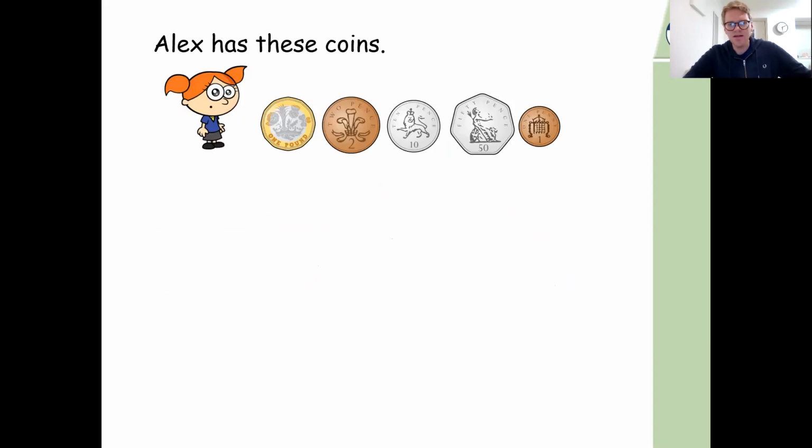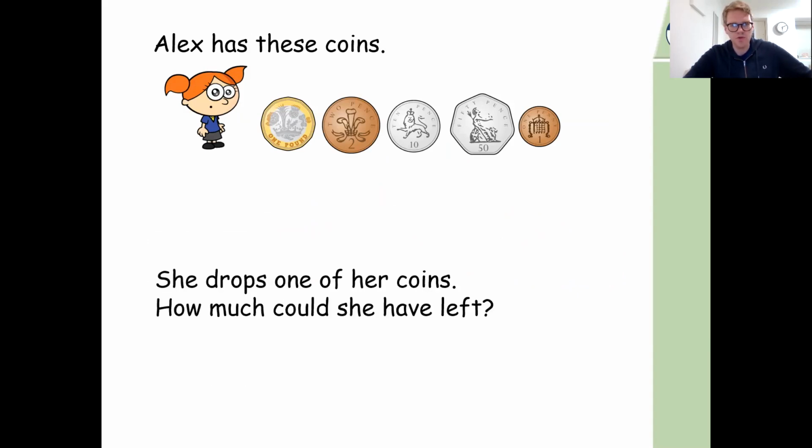Here's Alex. And she's got these coins. So same as before, let's put these into descending order. You could draw that on your page maybe, and then we're going to add up from there. So here's our descending order. Oh, sorry, it's a slightly different question, apologies. So Alex drops one of her coins. How much could she have left?